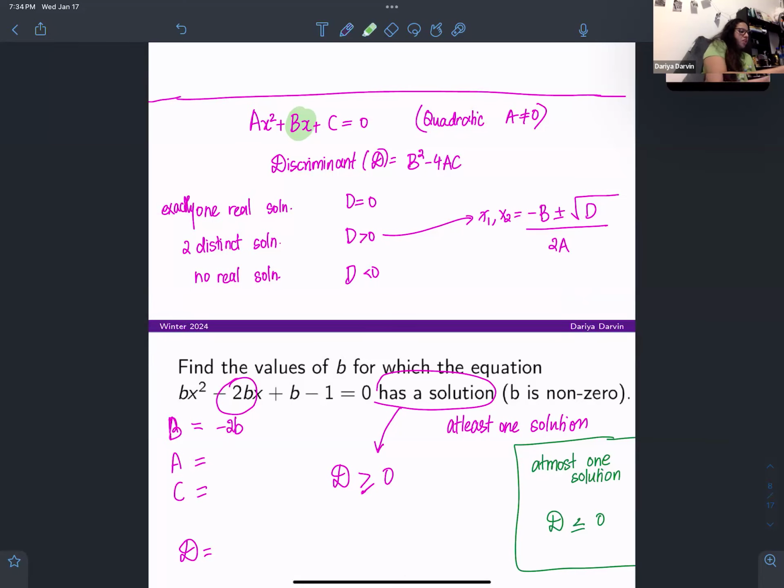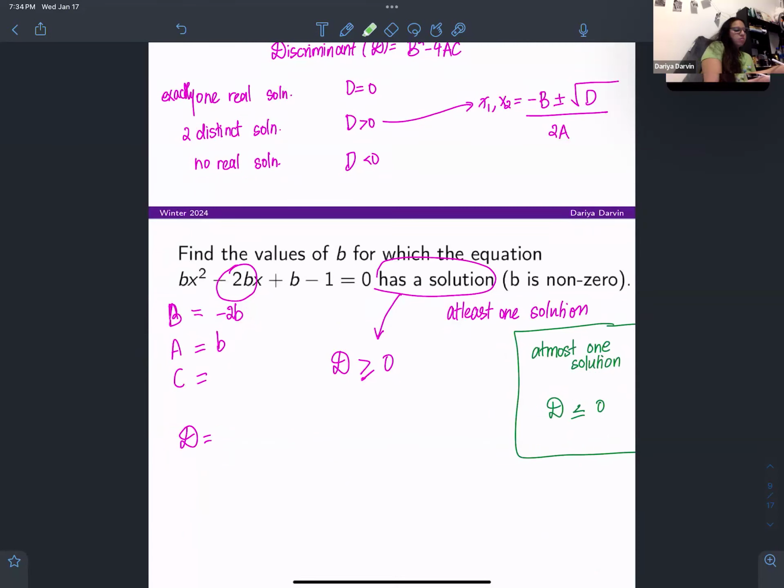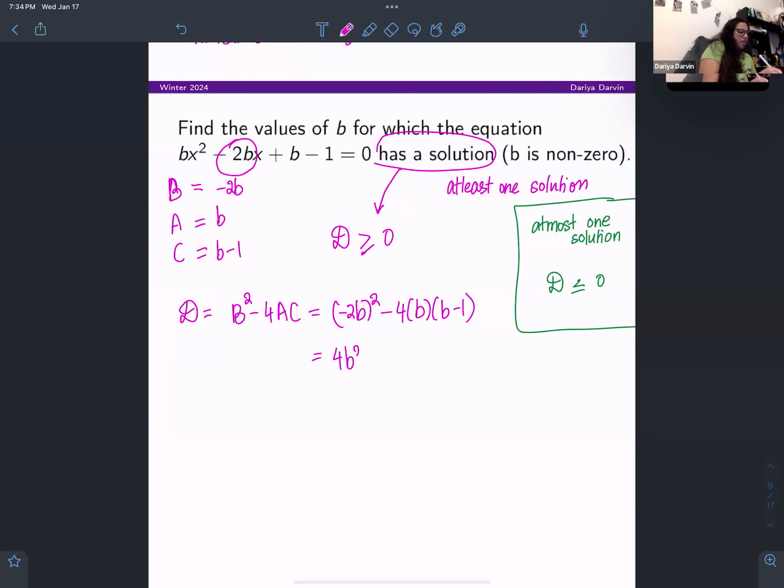Let's try that one more time. Your A is everything that comes with x squared. What's your A here? What comes with the x squared? Excellent. And your C is everything that comes with no x attached to it. Every term with no x attached. What's that? B minus 1. Excellent. So your discriminant is going to be b squared minus 4ac, which is minus 2b squared minus 4 times b minus 1. Which is going to be 4b squared minus 4b squared minus 4b, which is 4b.